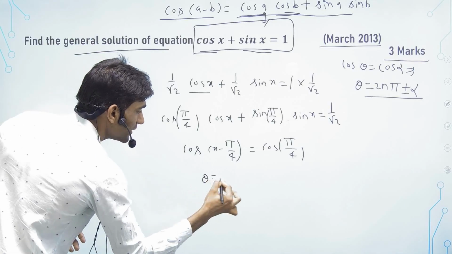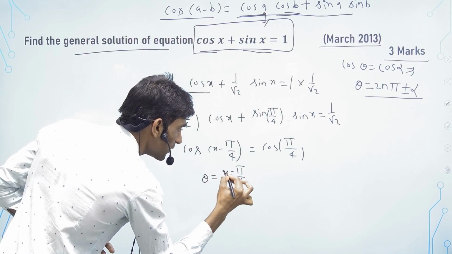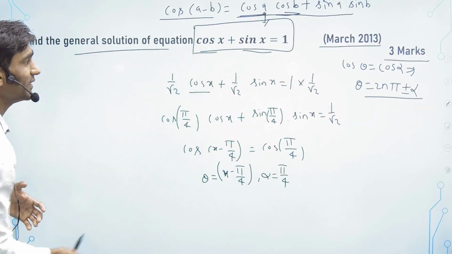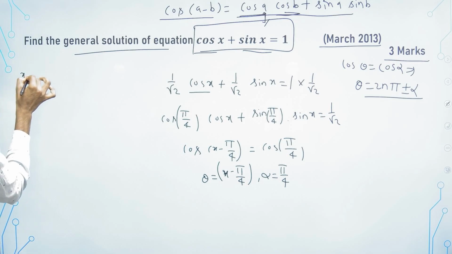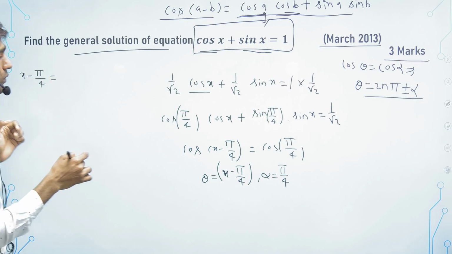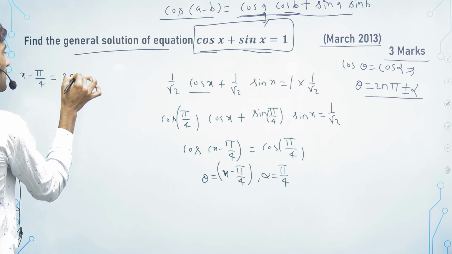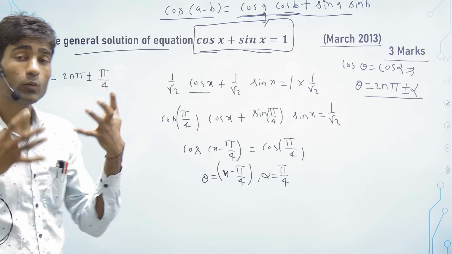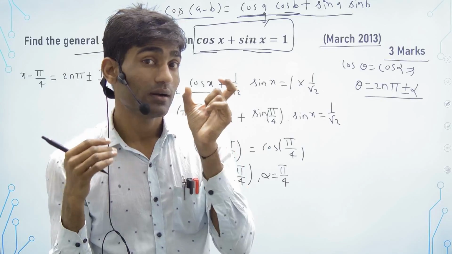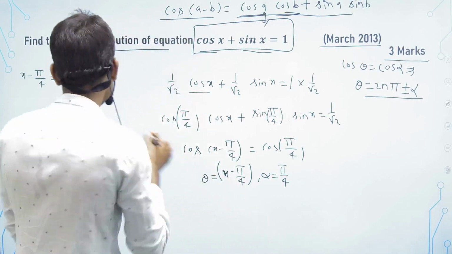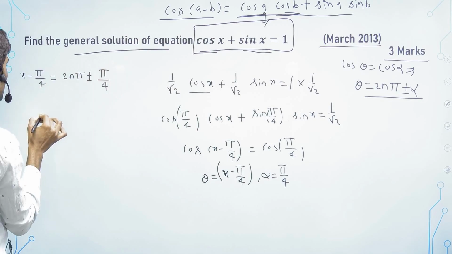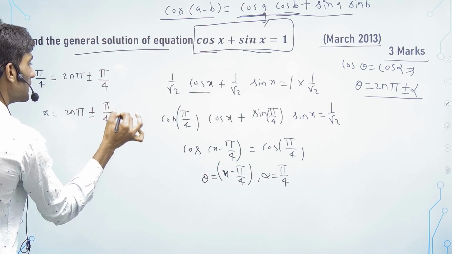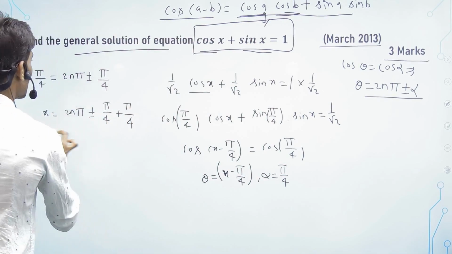So we have theta as x minus pi by 4 and alpha as pi by 4 only. Put both of the results in our standard form. So x minus pi by 4 is equal to 2n pi plus minus pi by 4. What we want here is the value for x, only x. That's why we transfer that minus pi by 4 to the other side. x is equal to 2n pi plus minus pi by 4 plus pi by 4. So this is our required general solution.